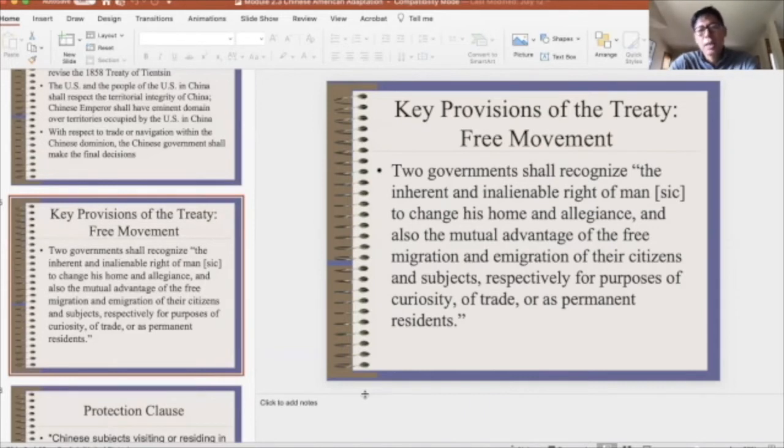So I want you to take a look at this, read it once again, and see what stands out for you. Two governments shall recognize the inherent and inalienable right of man to change his home and allegiance, and also the mutual advantage of the free migration and emigration of their citizens and subjects, respectively, for purposes of curiosity, of trade, or as permanent residents.